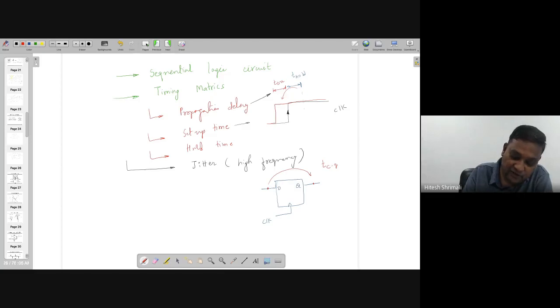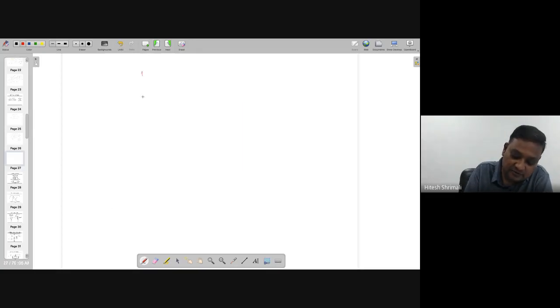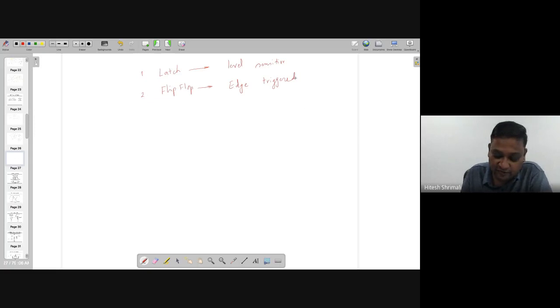Other than that, this is, by the way, a popular question asked by all the companies for digital: what is the difference between flip flop and latch? We know that a latch is the one which is level sensitive and a flip flop is the one which is edge triggered. I believe you know the meaning of this.